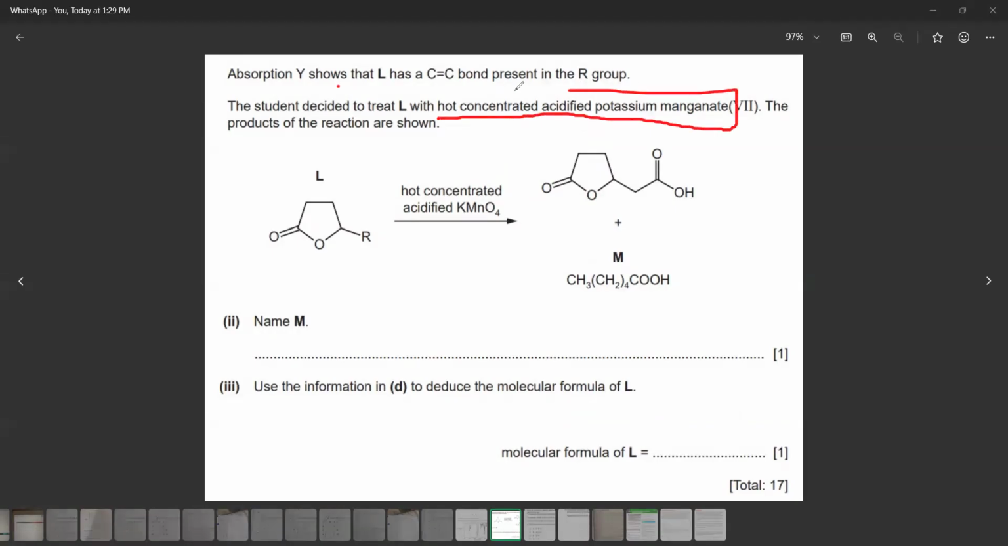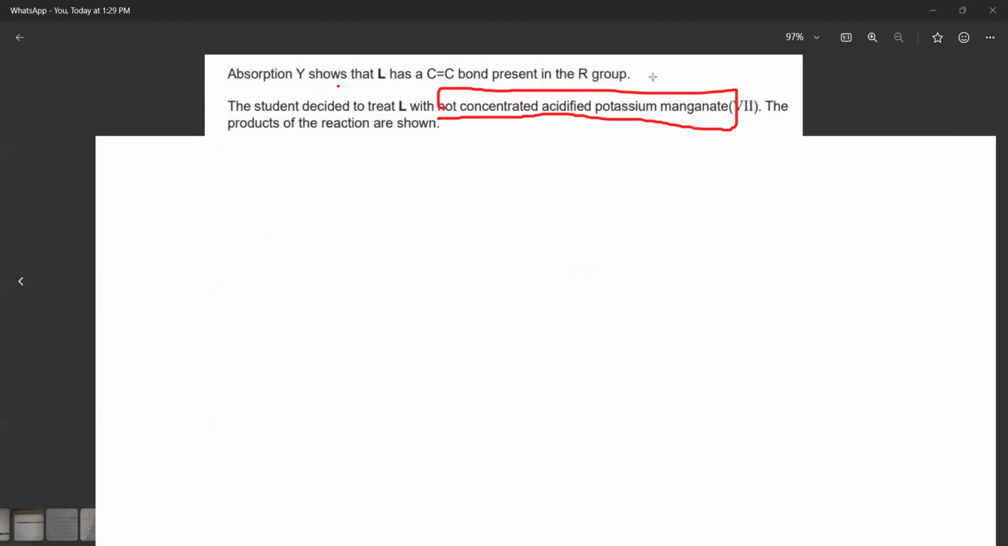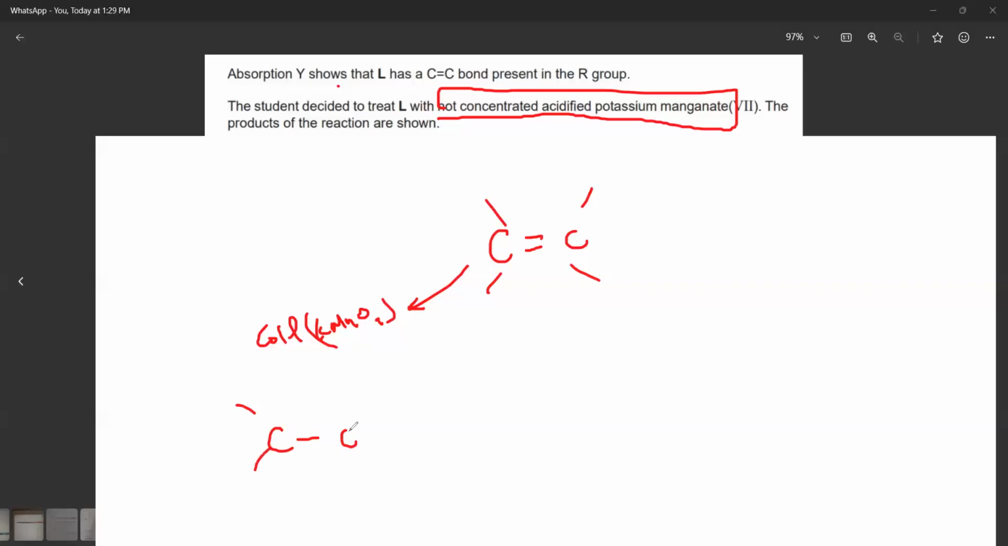If you use hot concentrated, remember two things. If we have a compound with a carbon-carbon double bond, and we add cold potassium KMnO4, potassium manganate(VII), what will happen? It will turn into a diol. The double bond will break, turn into a single bond, and OH will be attached to both of the carbons. It will turn into a diol.